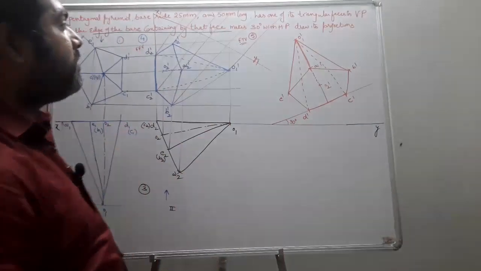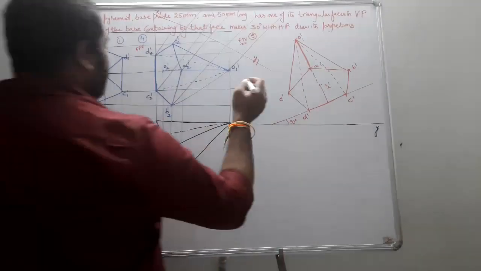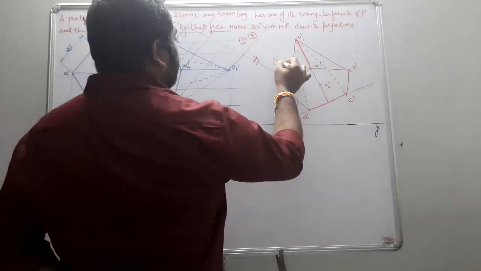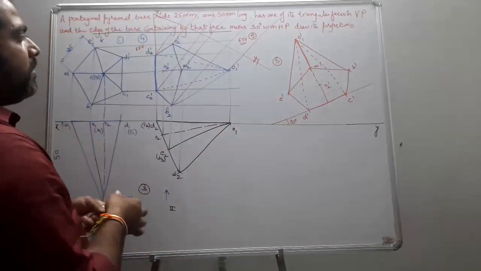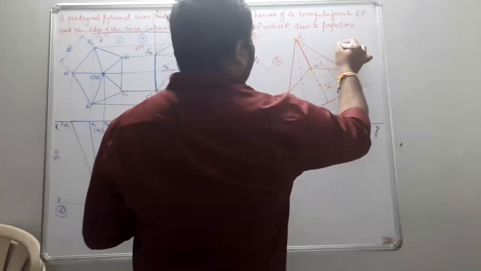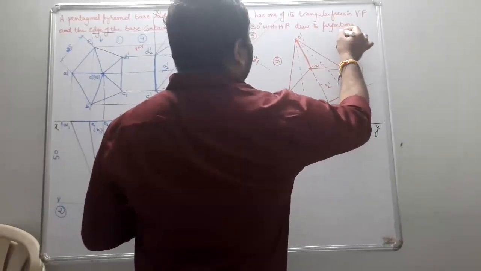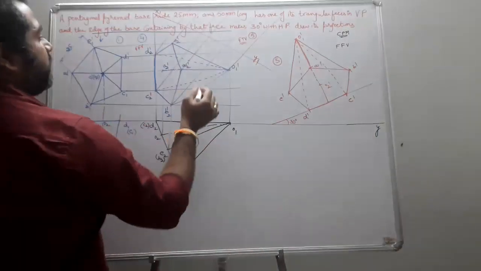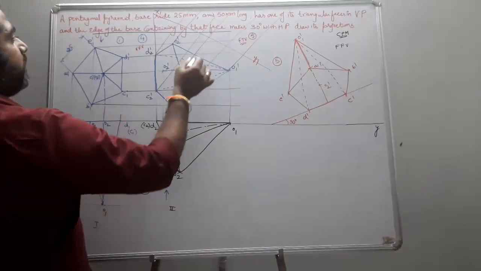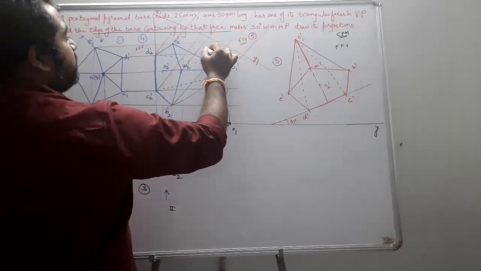So that becomes your step 5. This becomes your step 5 in the change of position method. So this becomes my final front view here. This is your final front view in the change of position method. So this is your 4 and 5, which are nothing but the auxiliary method.